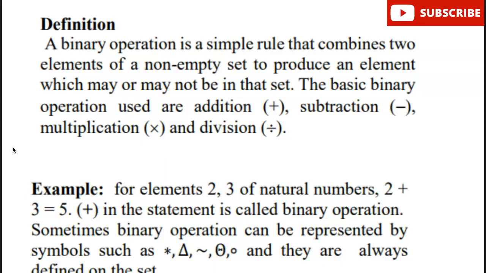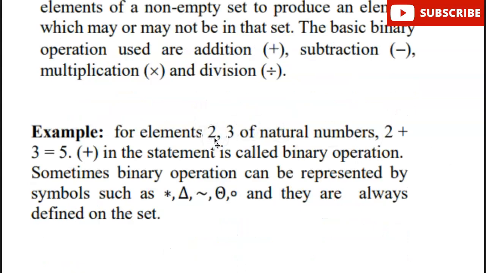A binary operation is a simple rule that combines two elements of a non-empty set to produce an element which may or may not be in that set. And we are familiar with the basic arithmetic operations. For example, if you take addition, when you pick any two numbers, say 2 and 3, you can combine them with addition, then have your result. So the basic binary operations that we have are addition, subtraction, multiplication, and division.